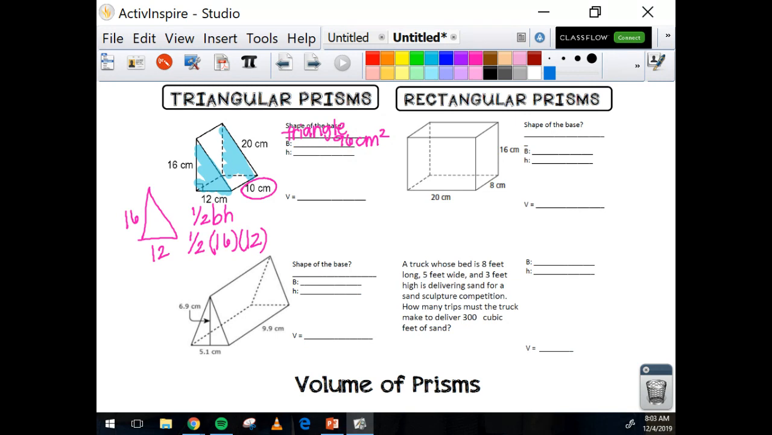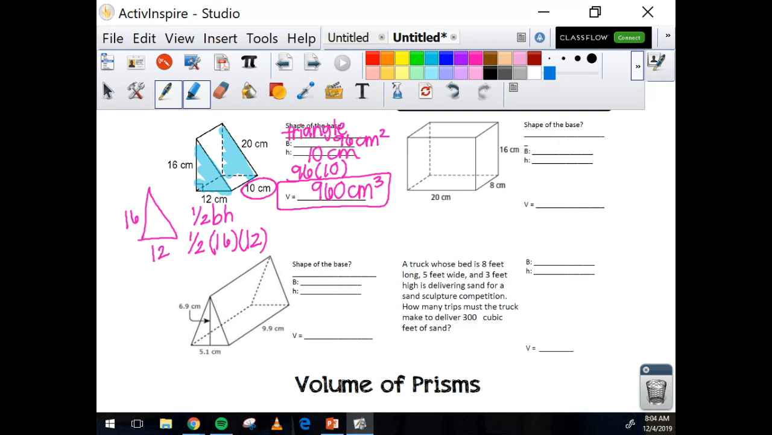And then we have the height of the whole figure, which is 10 centimeters. So if we do 96 times 10, we're going to get 960 centimeters cubed. And we're going to box our final answer. So really, volume is much simpler than surface area because you're just multiplying the area of the base by the height of the figure. All right, so now let's look at our rectangular prisms over here.